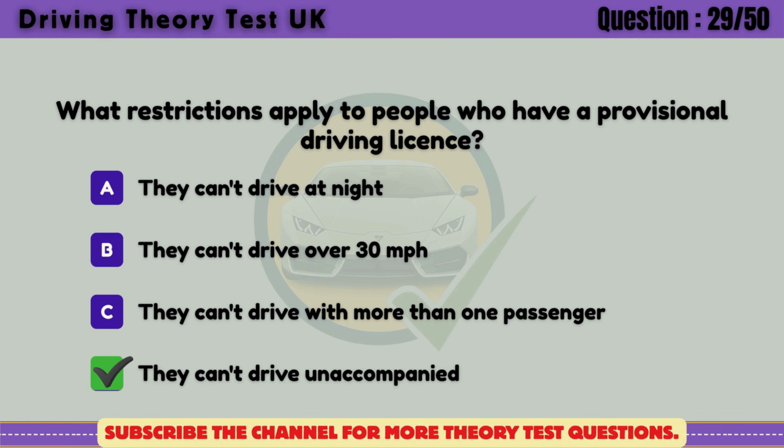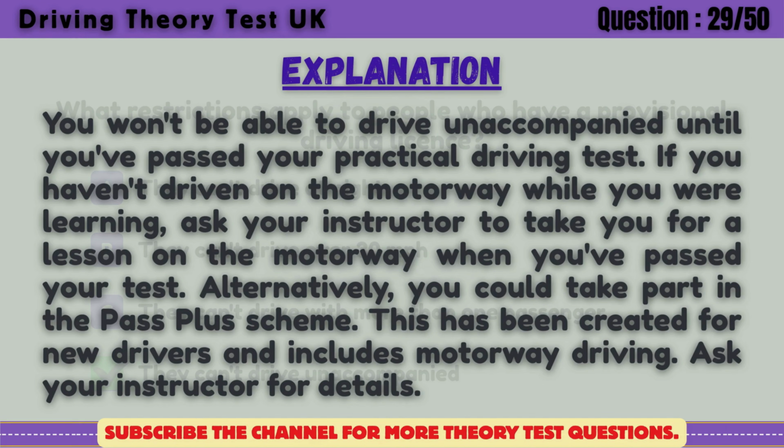Answer is D. They can't drive unaccompanied. You won't be able to drive unaccompanied until you've passed your practical driving test. If you haven't driven on the motorway while you were learning, ask your instructor to take you for a lesson on the motorway when you've passed your test. Alternatively, you could take part in the Pass Plus scheme. This has been created for new drivers and includes motorway driving. Ask your instructor for details.